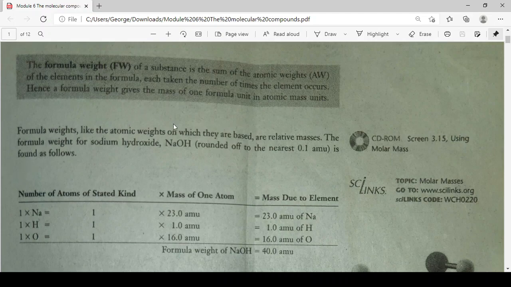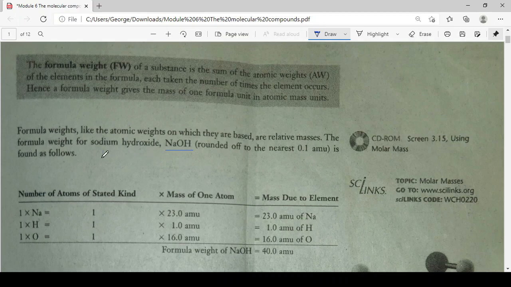The formula weight for sodium hydroxide is NaOH, where sodium is Na and OH stands for hydroxide. Again, this is your formula. It is rounded off to the nearest 0.1 atomic mass units. Again, it is rounded off to one digit, and is found as follows.